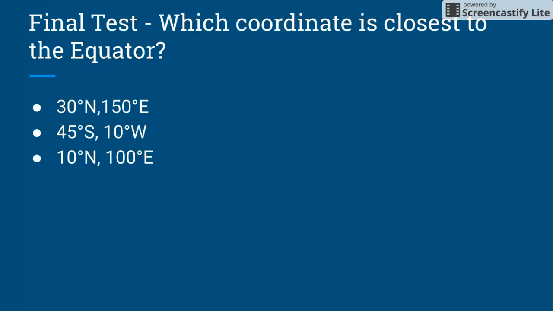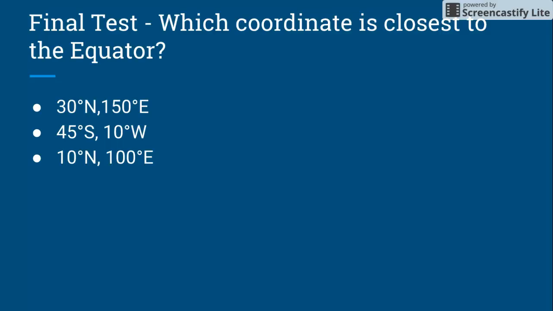Now for the final test. Which coordinate is closest to the equator? Now here's a big difference. I've stepped it up a notch here. Now we have both set of coordinates. We have latitude and longitude both listed here. So for this first one, 30 degrees north and 150 degrees east, which coordinate is closest to the equator?